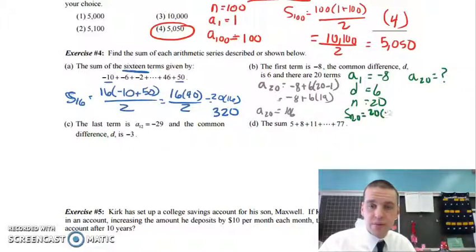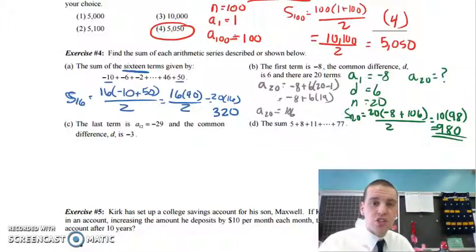So now to find our actual sum, we're going to do sum of 20 equals our 20 terms, first term plus the last term divided by 2. We know that's going to be 98, and we know 20 divided by 2 is 10. So we're going to get 980 to be the sum of the first 20 terms of that series.